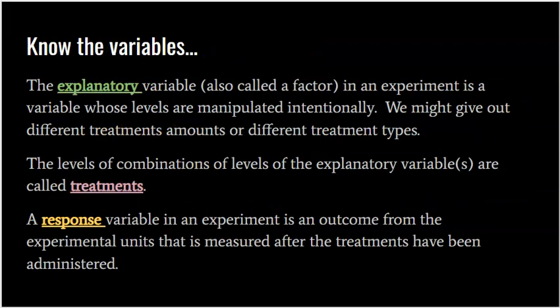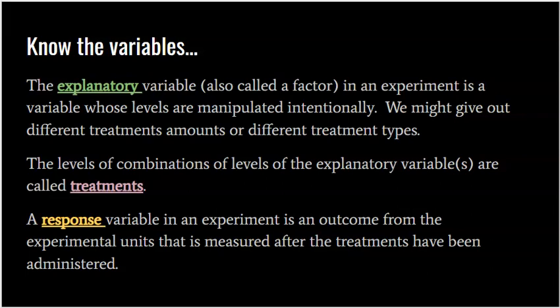All right, also important in an experiment is to know what the variables are. An explanatory variable, also called a factor, in an experiment is the variable whose levels are manipulated intentionally. So we might give out different treatments or different amounts of the treatment, but that's the explanatory variable. So if I'm going to give some people a nicotine patch to wear to quit smoking, and other people are not going to get the nicotine patch, well, the explanatory variable is the presence or absence of the nicotine patch, and it comes in two different levels, nicotine patch or no nicotine patch. The level or combinations of levels of the explanatory variable are called treatments.